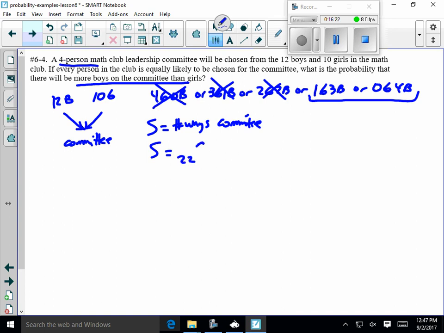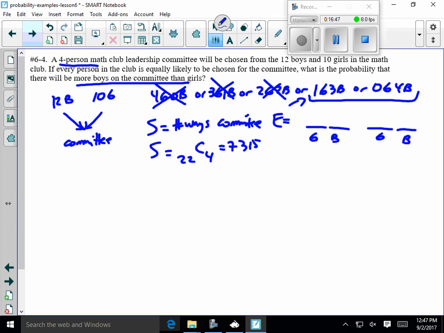And if I have to choose the people out of that, a combination, 22 choose 4, there are 7,315 ways to choose 4 people, period, without regard to their gender, right? And then for the event space, I have to find the number of ways that meet this particular criteria here, right? So that means that I'm going to have to choose girls and boys.